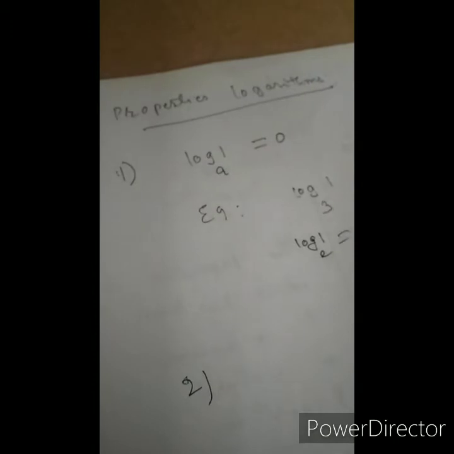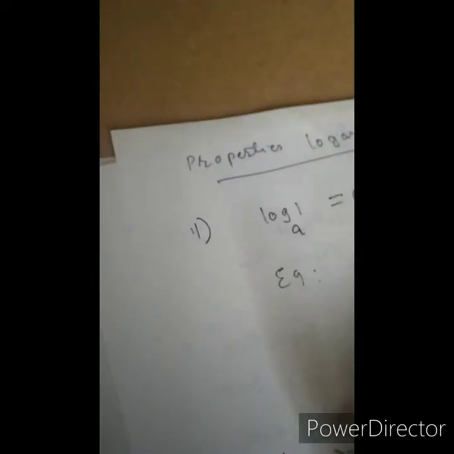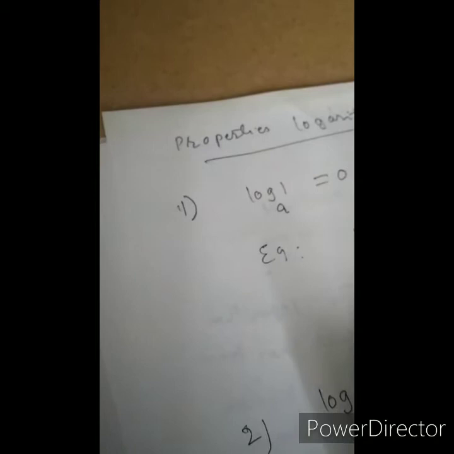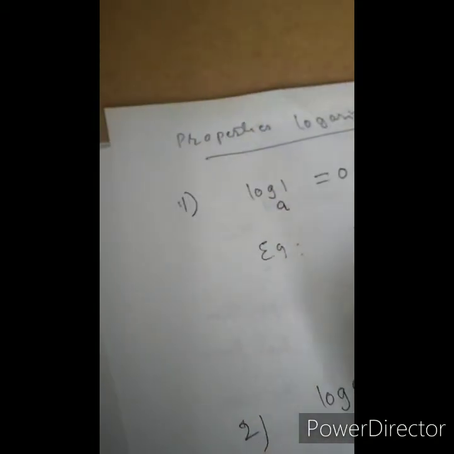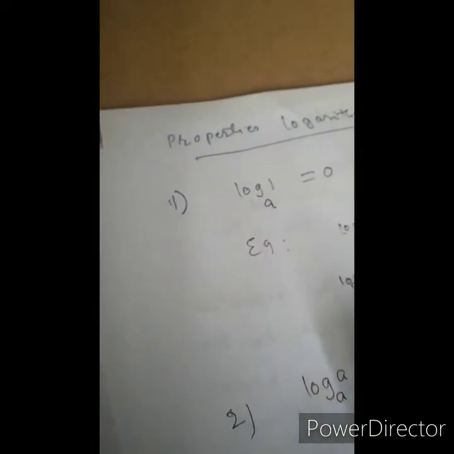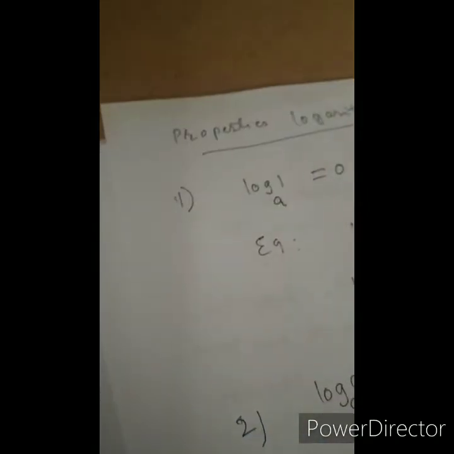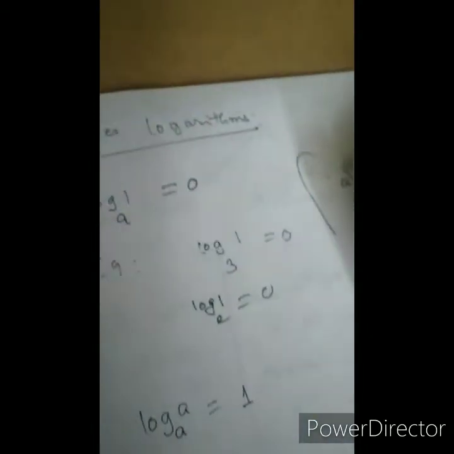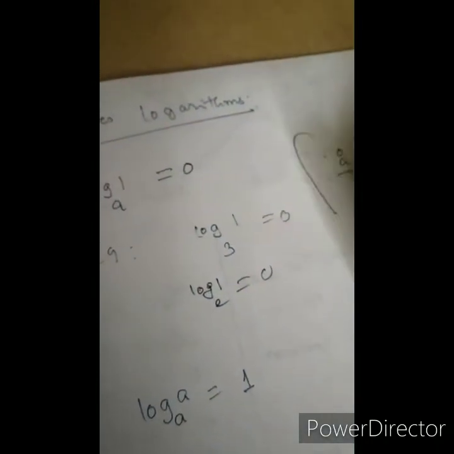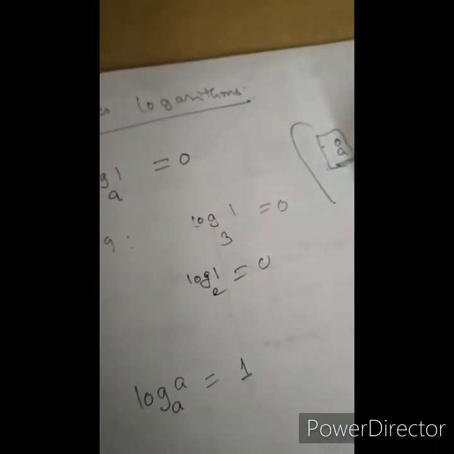Okay. Now the second one in properties, logarithm of any number a whose base is also the same number a, then its value is always equal to 1. You can ask me why it becomes 1. If you apply the definition of logarithms here, you can write a power 0 equal to 1, because any number to the power 0 is equal to 1. That's why log 1 to the base a is equal to 0.